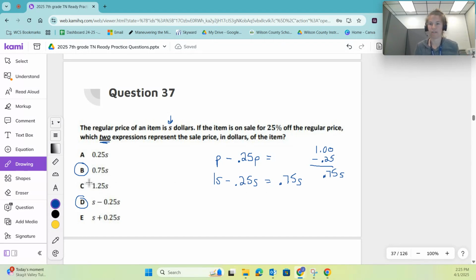They are like terms, so we can combine them, and I get 0.75S, which makes B my other equivalent expression. Okay, 0.25S is not the entire problem. It's only the amount off, the amount you're taking off from the sale item. Now 1.25 would be if you were adding them together, but because you're saving money, we're subtracting that from that original price. So B and D are our correct answers here.